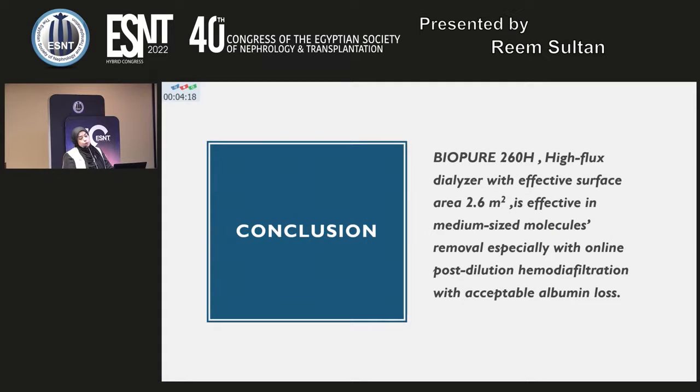Our conclusion is that the BiPure 260 high-flux dialyzer with effective surface area 2.6 is effective in medium-sized molecules removal, especially with online post-dilution hemodiafiltration, with acceptable albumin loss.